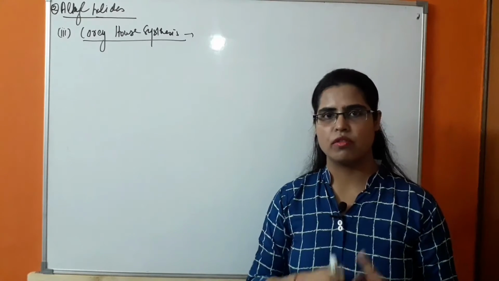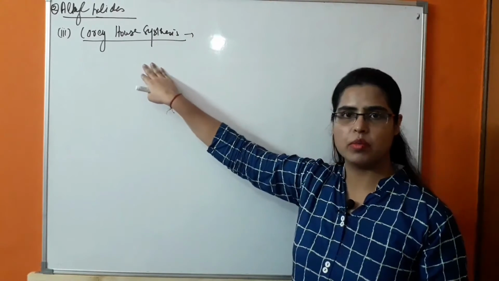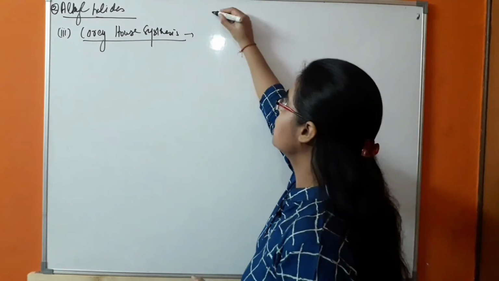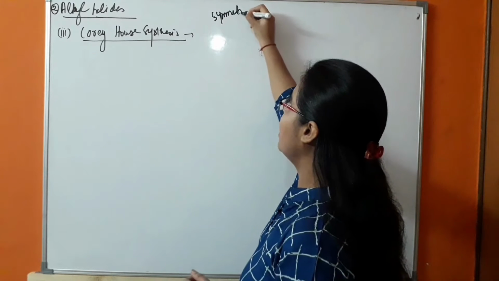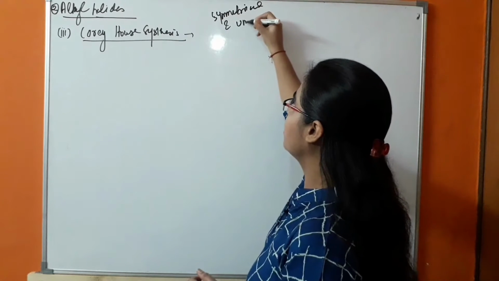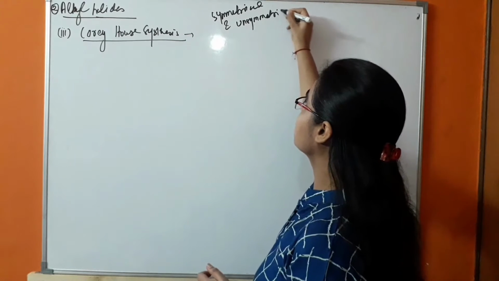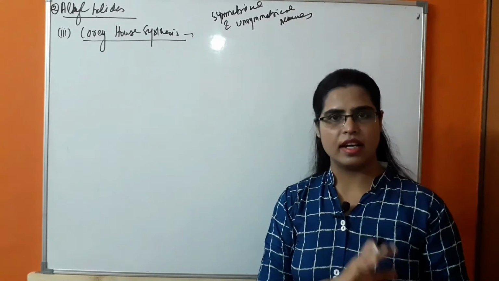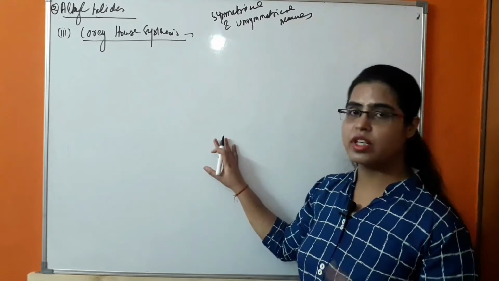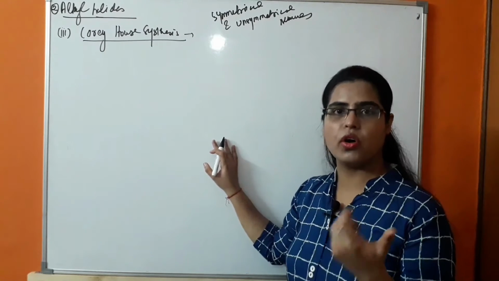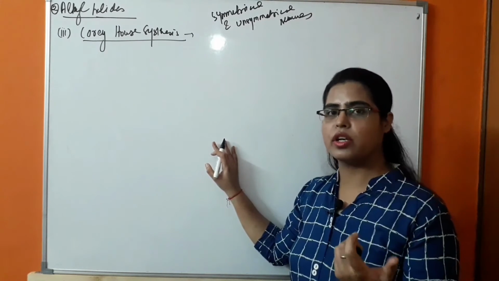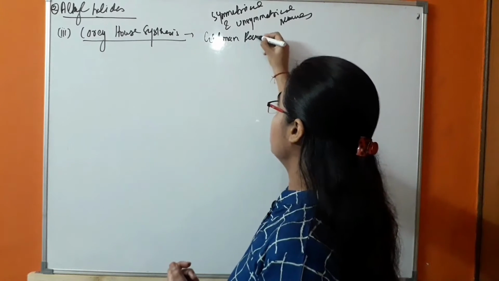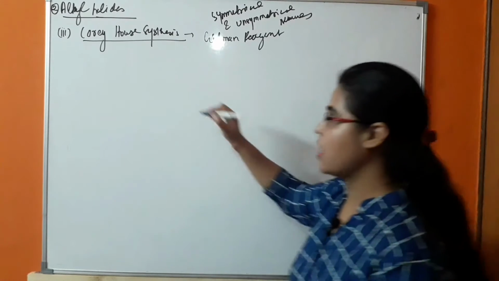Next reaction for preparation of alkanes from alkyl halide is by the help of Corey-House synthesis. In this case, this method is suitable for both symmetrical and unsymmetrical alkanes. In this also the reactive reagent which will be formed is an organometallic compound, and this organometallic compound is known as Gilman reagent. So first of all, let's see what will be the reaction.